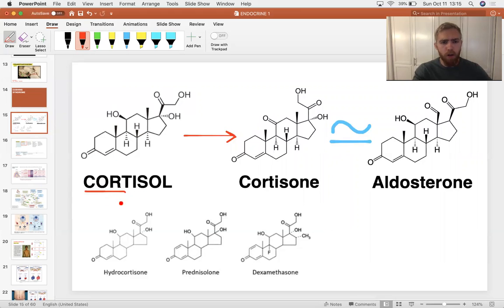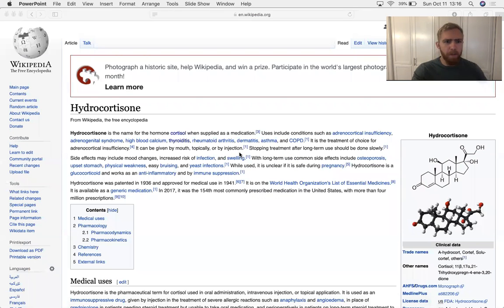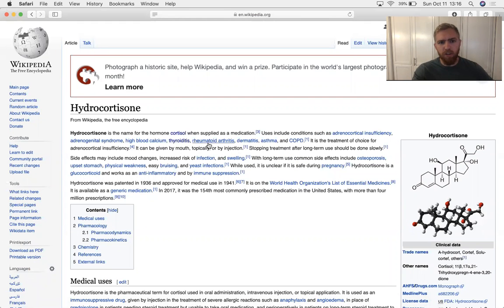So another name for cortisol is hydrocortisone, and cousins of hydrocortisone are prednisolone and dexamethasone. And you've seen these drugs before. You understand we use them to treat inflammatory conditions. So the Wikipedia page for hydrocortisone, that's just cortisol when we give it as a medication.